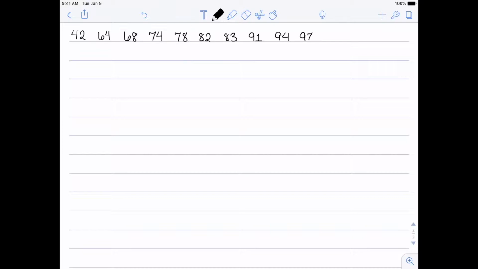Here are 10 numbers that are scores on an exam for a statistics test. We want to find our quartiles, Q1, Q2, and Q3. So we start with Q2. Q2 is just the median. We can check here, and there are 10 data points. So the median would have 5 to the left and 5 to the right. Halfway between 78 and 82, which would be 80.